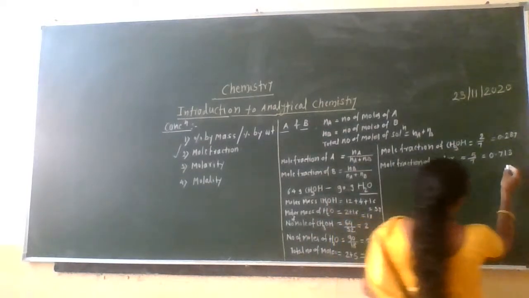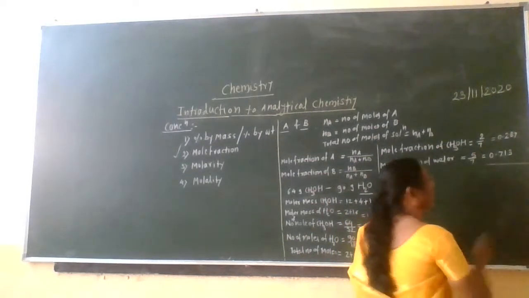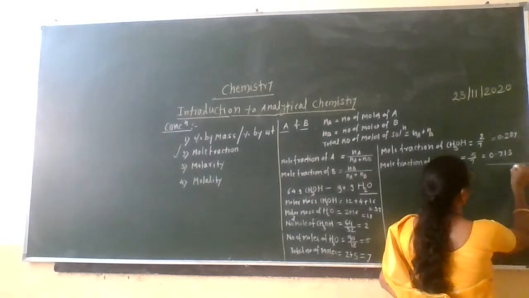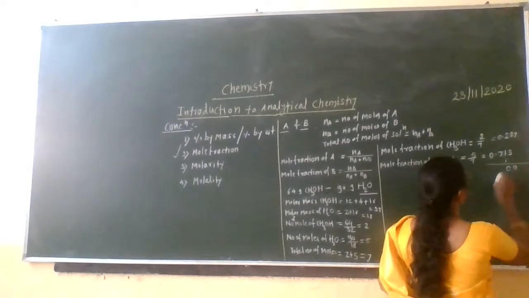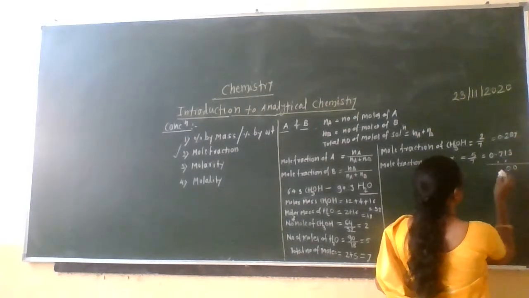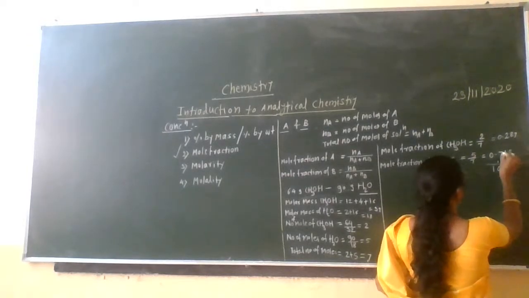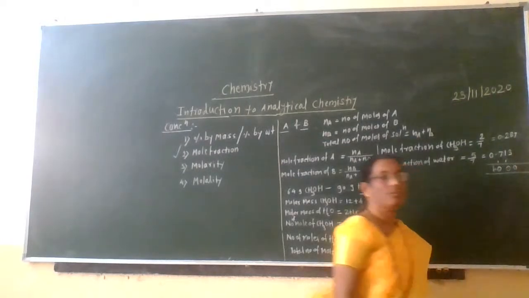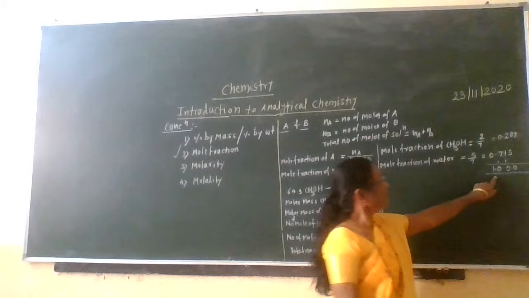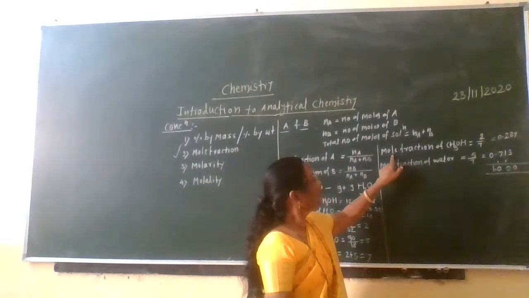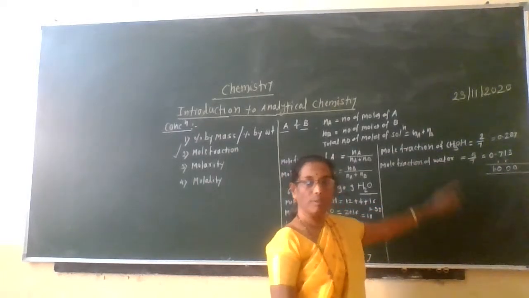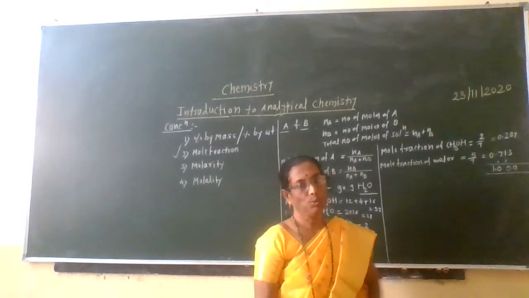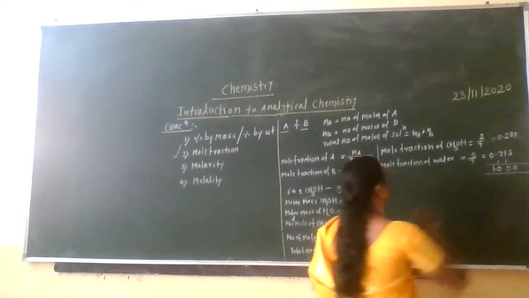Now, when we add these two quantities, what do we get here? 7 plus 3, 10. 8 plus 2, 10. We get here 1. That means the mole fraction of solute and the mole fraction of solvent together is always equal to 1. It is always equal to 1.